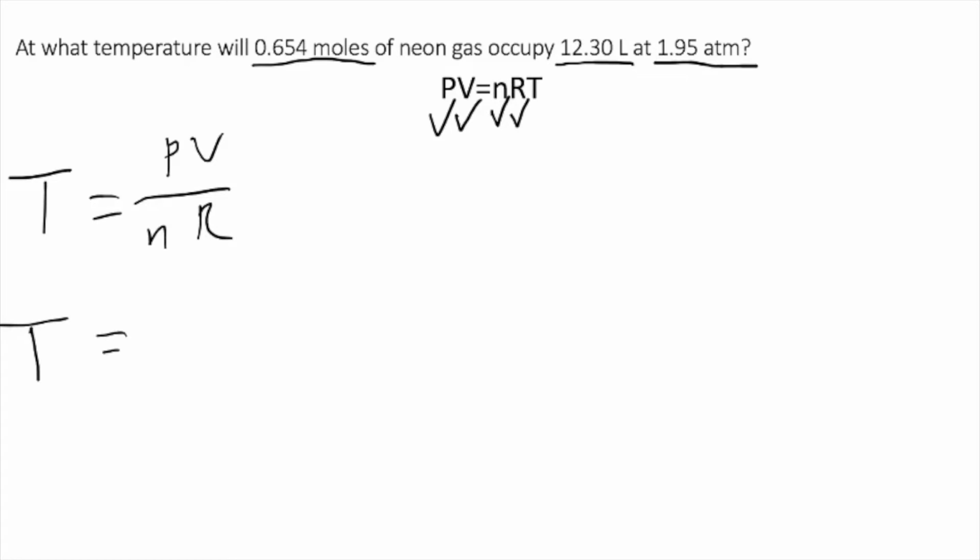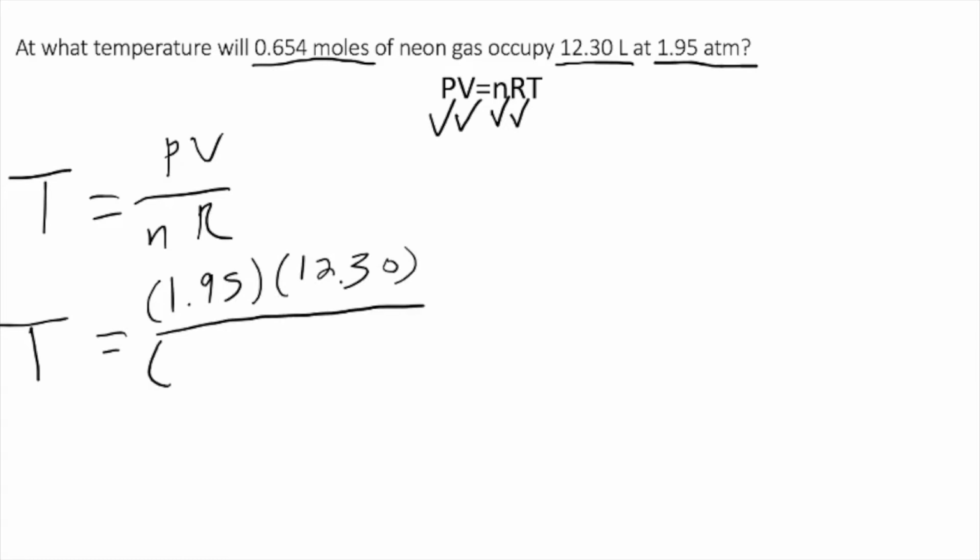And from that point on, all we have to do is simply plug in the numbers. For pressure, we determined that the pressure was 1.95. For volume, we have 12.30 liters. We're going to divide that by the number of moles times the gas constant. So the number of moles was 0.654. The gas constant is 0.08206. And when we do that, our final answer should be 447 Kelvin after we've plugged that into a calculator.